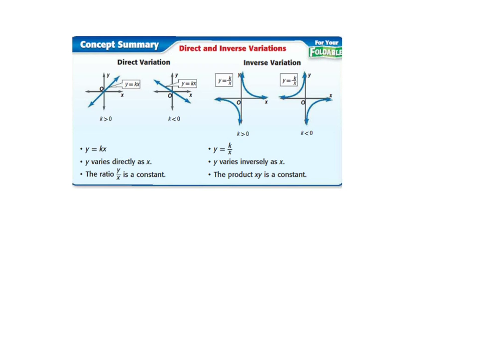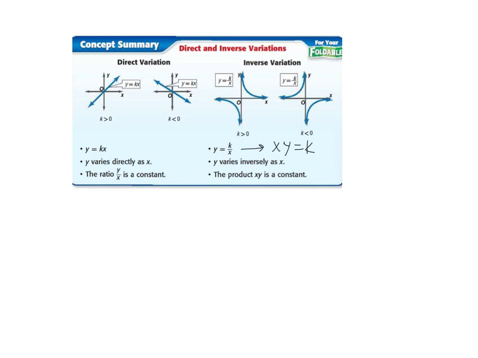Now, as we look at inverse variation, on the right side, we have y equals k over x for the equation, or this could be represented as x times y equals k. So those are the two forms that we reviewed together with inverse variation. Y varies inversely as x does, and the product x times y is a constant.